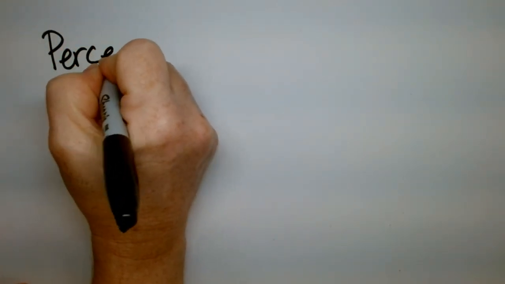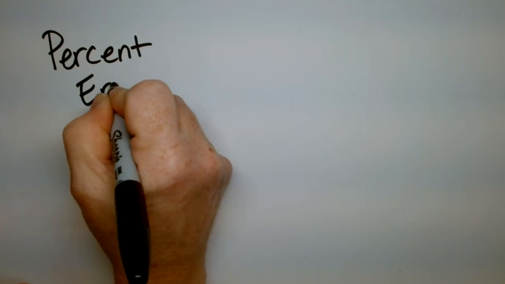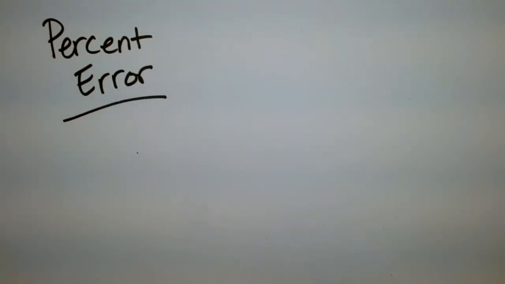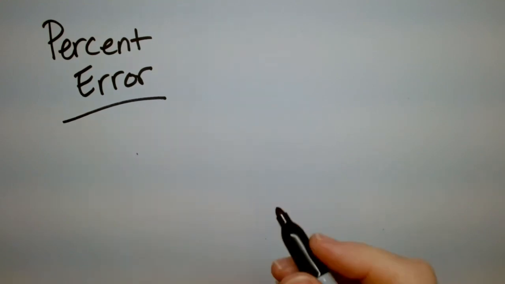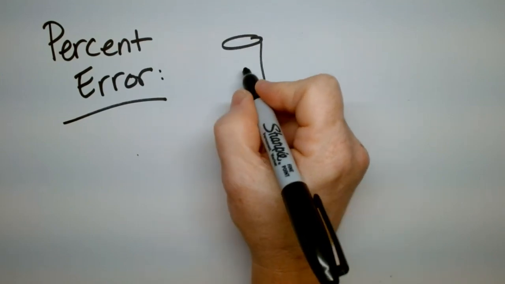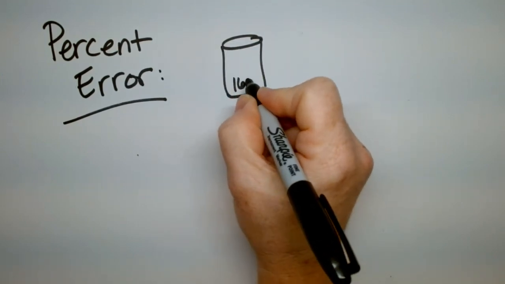All right. Let's talk about 2 more things. These are both really easy. Percent error is one of them. And then percent change is the other. Let's say, for example, anybody like soda? All right, you have a can of soda, and it says 16 ounces.